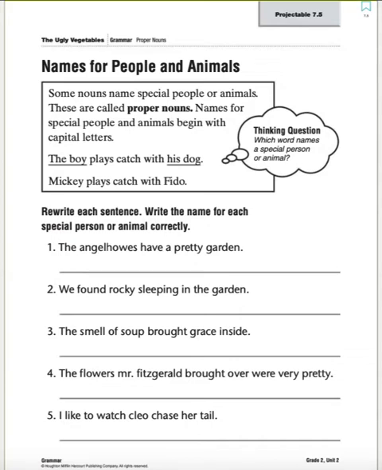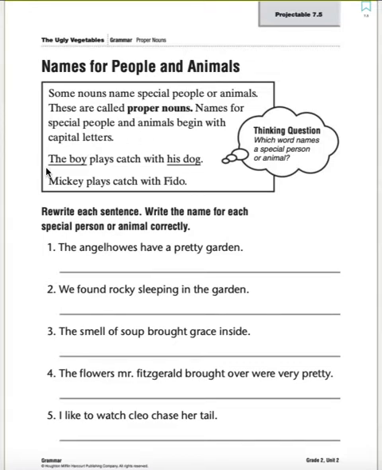Okay, friends, now that you've had a second to review with that video what a proper noun is, let's talk a little bit more about how we can find proper nouns in a sentence. So today we're going to be talking about names for people and animals. And it says some nouns name special people or animals. These are called proper nouns. Names for special people and animals begin with capital letters.